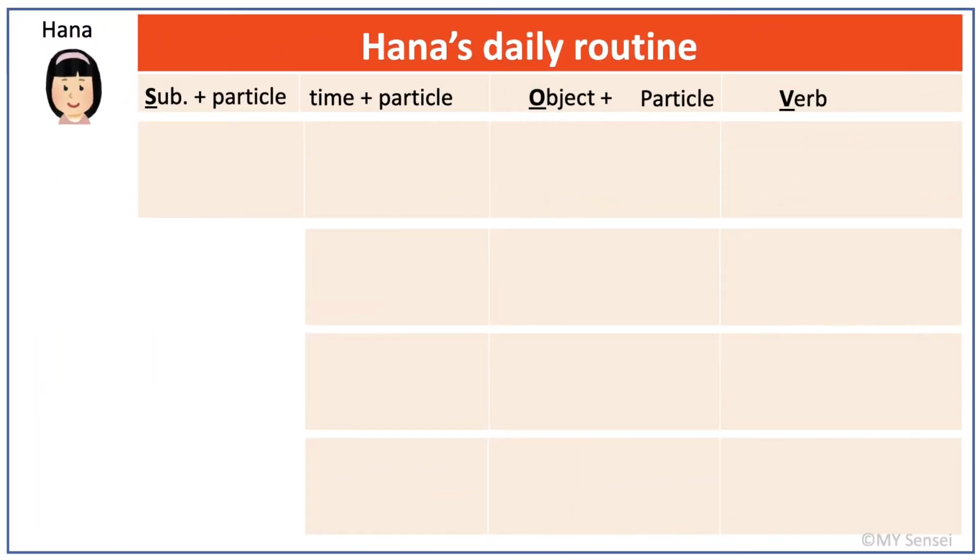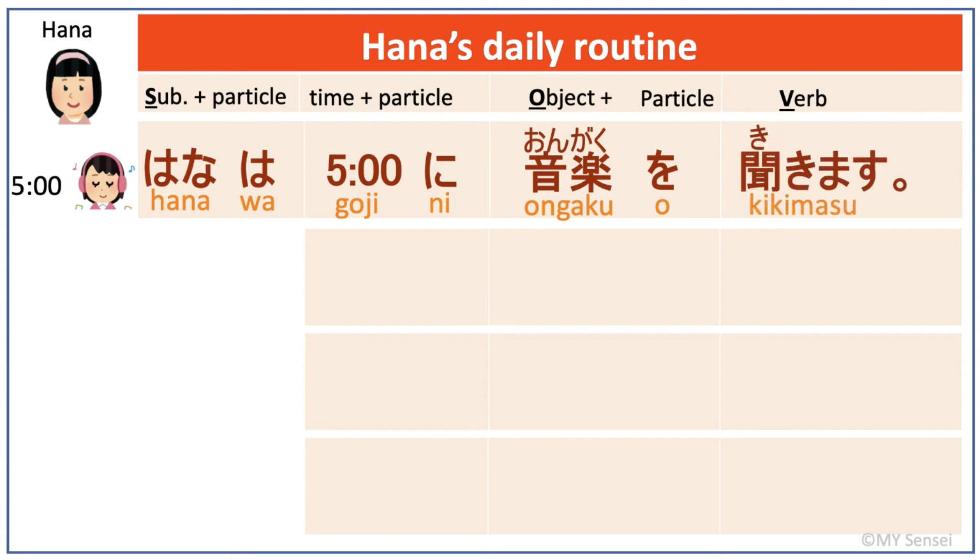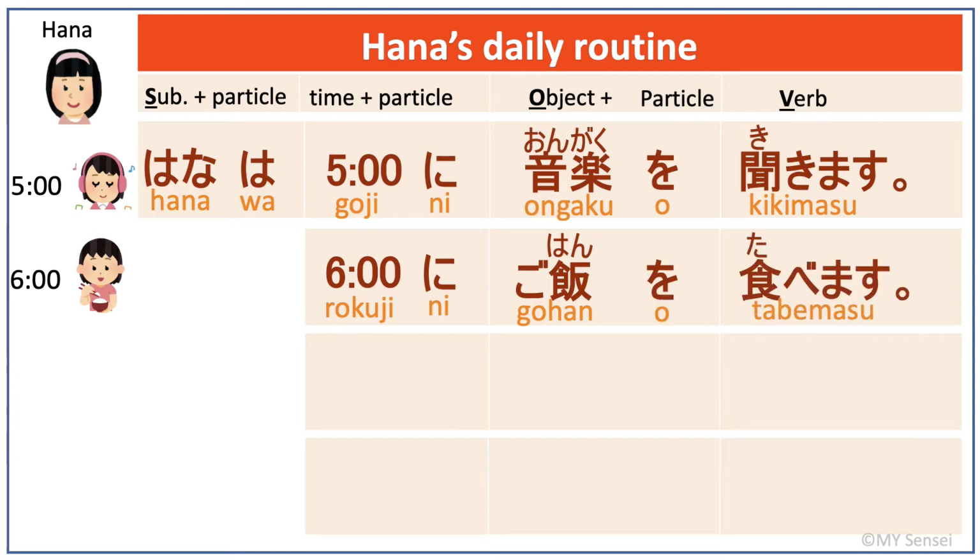Let's take a look at Hana's daily routine. Hana listens to music at 5 o'clock. In Japanese, it is 花は5時に音楽を聴きます. Hana eats her meal at 6 o'clock. 花は6時にご飯を食べます. However, Hana can be omitted since it's already mentioned in the first sentence.